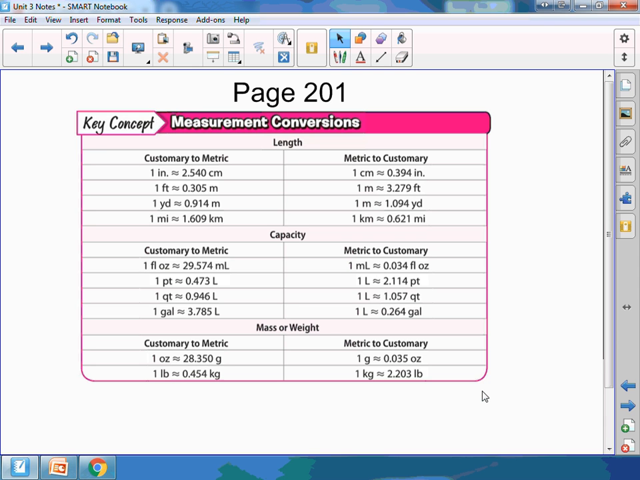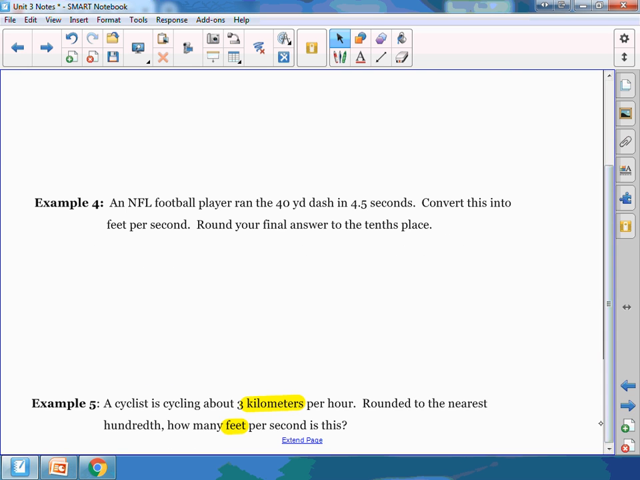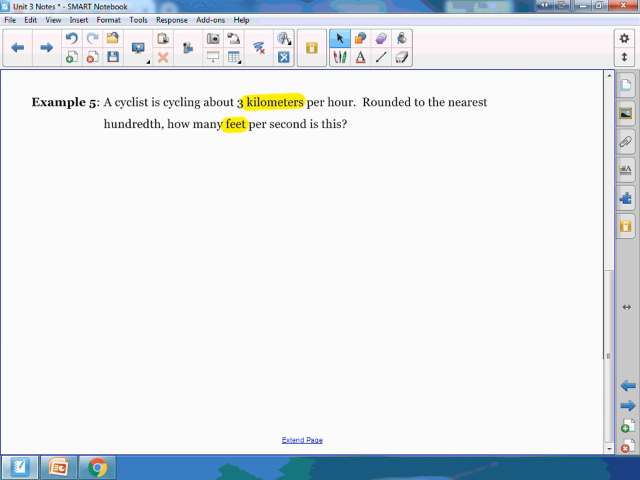because if you look at your conversions here, we've got feet to meters, we've got kilometers to miles, but we don't have any feet to kilometers conversion. So we might have to take a couple of steps to reach our ultimate goal here. So when we look at this problem, let's first focus in on how do we get the kilometers to feet.